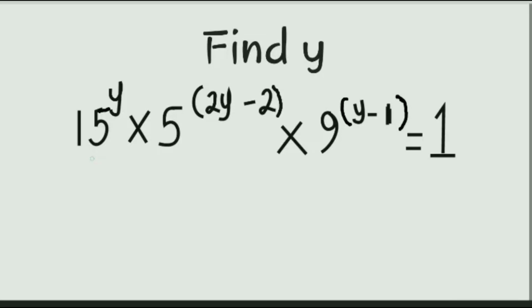So what is the value of y in the equation? 15 to the power of y times 5 to the power of 2y minus 2 times 9 to the power of y minus 1 equals 1.